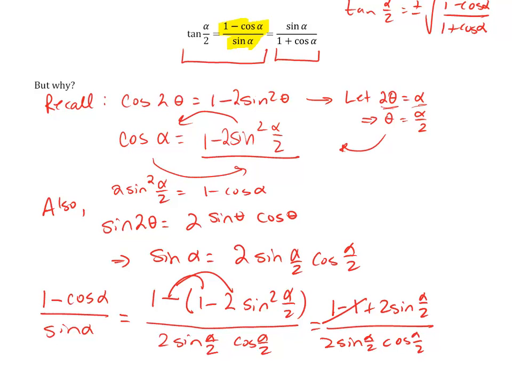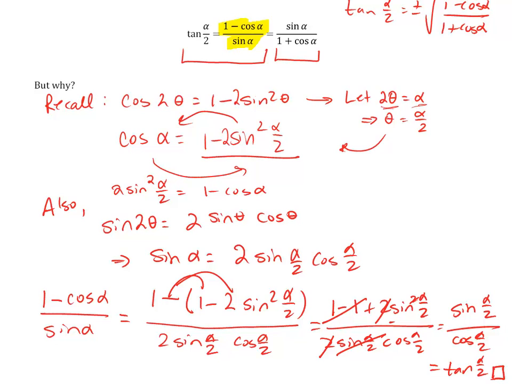Now, the 1 minus 1 subtracts out, the 2's will divide each other out, as will one of the sines of alpha over 2. And so you're left with sine of alpha over 2 over cosine of alpha over 2, which is, in fact, tangent of alpha over 2. Proved.